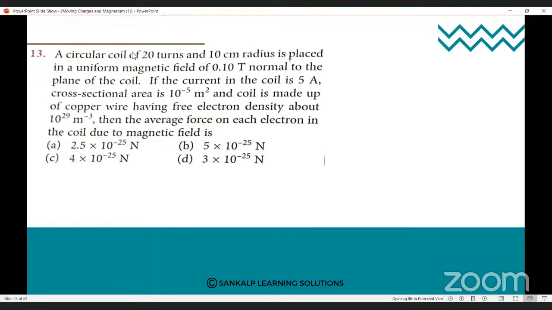Yes, the next question is: a circular coil of 20 turns and 10 centimeter radius is placed in a uniform magnetic field of 0.10 Tesla, normal to the plane of the coil. If the current in the coil is 5 ampere, cross-sectional area is 10 raised to minus 5 meter square, and the coil is made up of copper wire having free electron density about 10 raised to 29 per meter cube, then the average force on each electron in the coil due to magnetic field is.